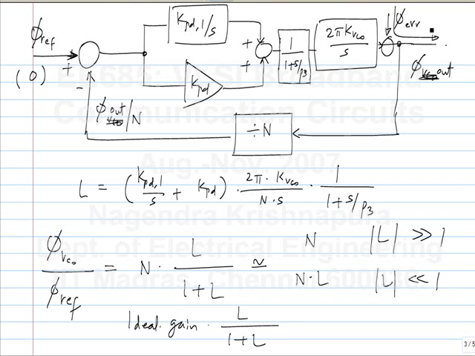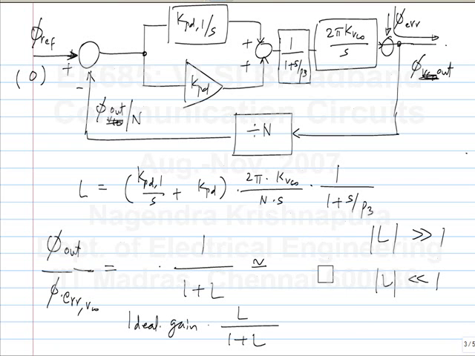Yeah. So I mean, this should be easily recognized as in this form, right? You have L here, the input is here, and the output is here. So G over 1 plus GH, where G is 1 and H is L. Okay. So phi out by phi error from the VCO is 1 by 1 plus L.